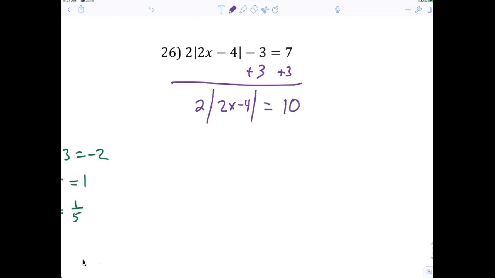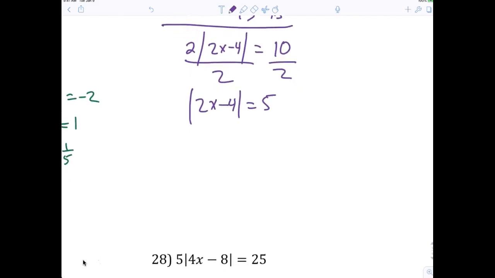Now what? And then 4x. No, never distribute through an absolute value. You divide. Thank you, Aiden. You divide by 2. So now the absolute value of 2x minus 4 is equal to 5. Now, let's see if you can get back on track. Write both equations, please. 2x minus 4 equals 5, and 2x minus 4 equals negative 5.